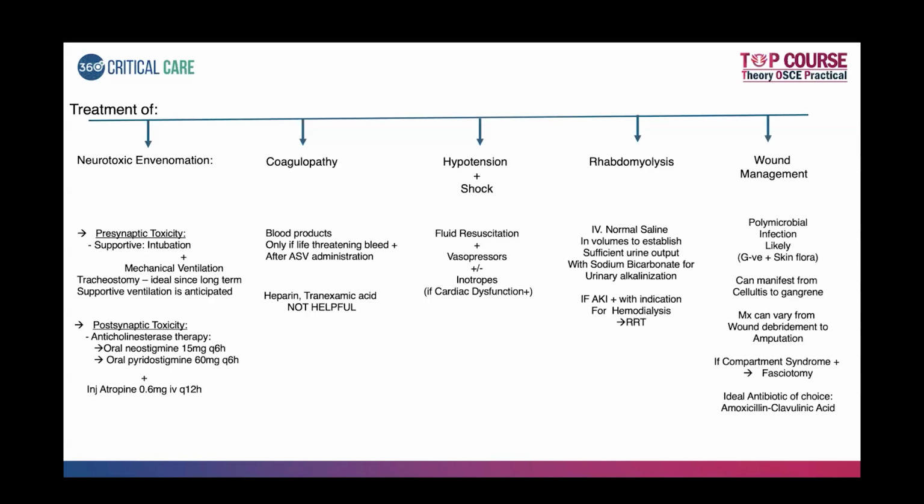Then coming to wound management, most likely they are going to be polymicrobial infections where they can be gram-positive, gram-negative, plus normal flora present. So they can manifest from cellulitis till gangrene. So the management can be just from debridement till the worst case scenario of amputation. If compartment syndrome is present, fasciotomy may be needed, and the ideal antibiotic choice would be amoxicillin clavulanic acid because it would cover basic gram-negative organisms and anaerobes.